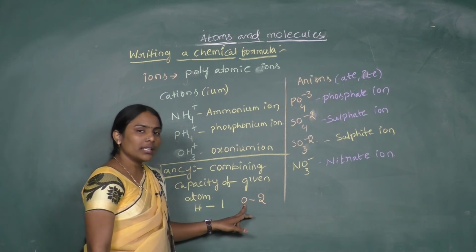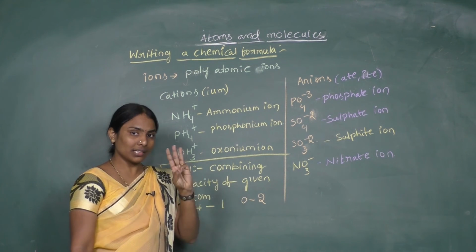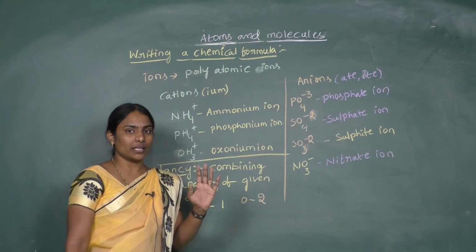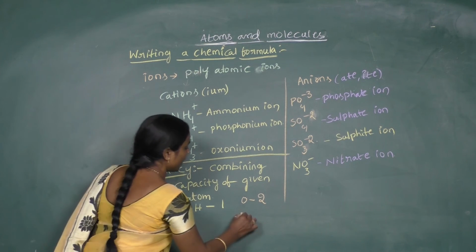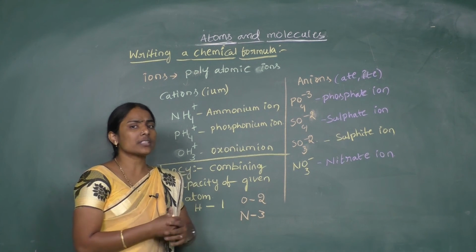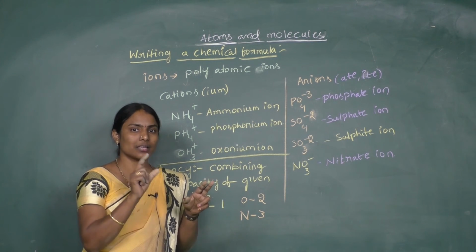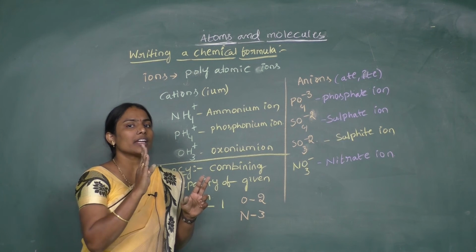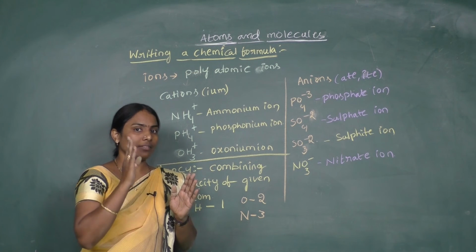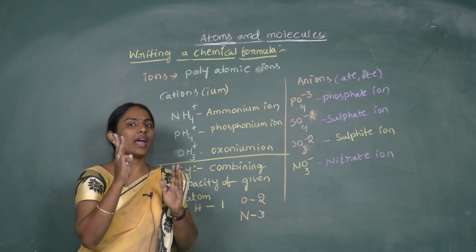Means for example, the combining capacity or valency of a given atom is 3. Then what do you understand by that? For example, I will take nitrogen. Nitrogen's valency is 3. Then what do you understand from that? Nitrogen can combine with any other element having valency 1 with 3 atoms of that element. If the opposite element combining with nitrogen has valency 1, how many atoms can combine with nitrogen? 3 atoms of that element.